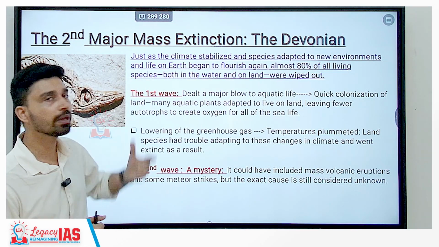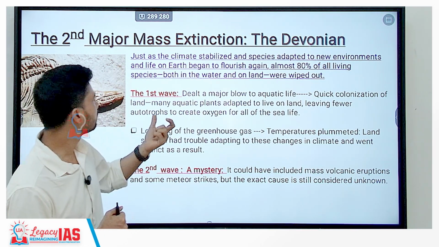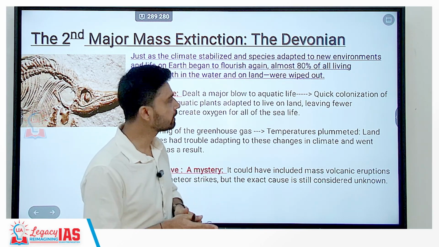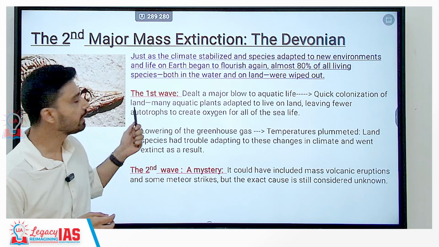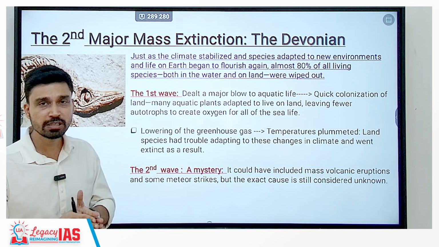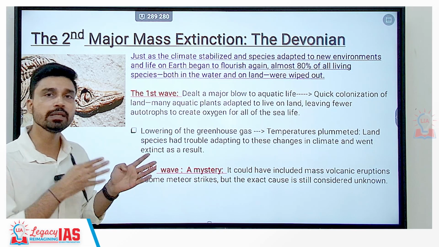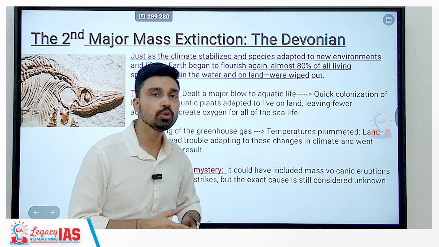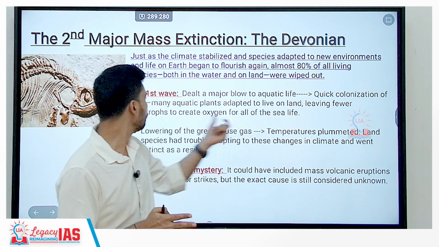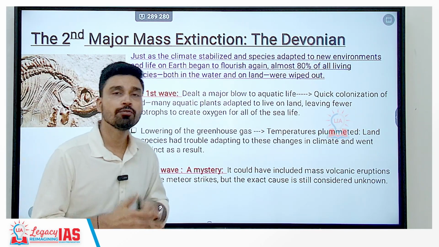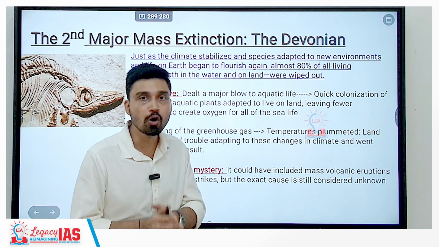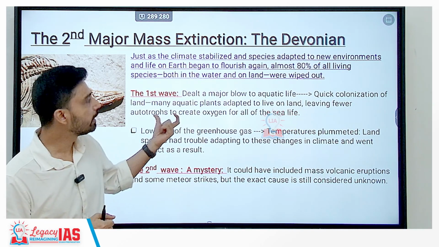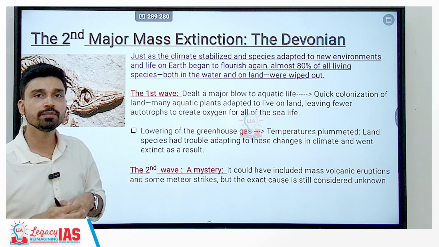Now the first wave dealt a very quick blow to the aquatic life present on the earth at that time, along with a quick colonization of the land, because many species started to migrate from the water habitat to the land habitat, and many aquatic plants adapted to live on land in this time, leaving fewer autotrophs to create oxygen for all the sea life. And obviously, as the dissolved oxygen concentration became low, it led to the extinction of aquatic life.